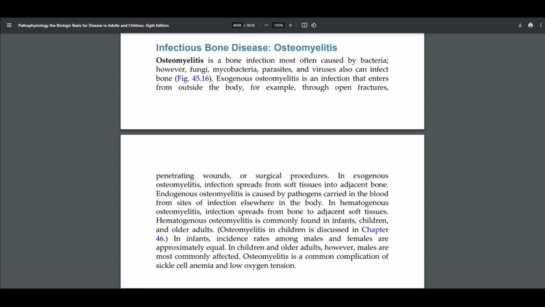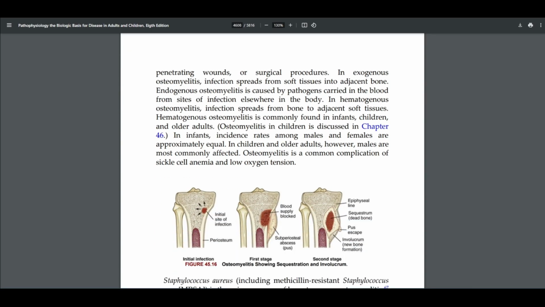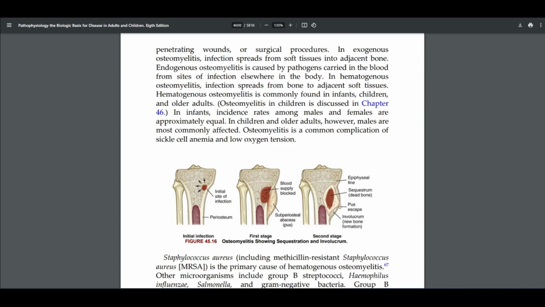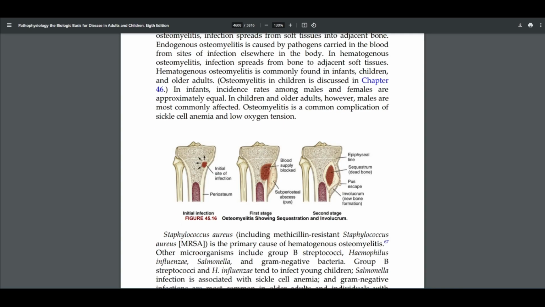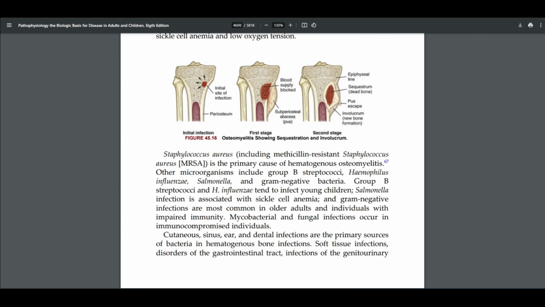Endogenous osteomyelitis is caused by pathogens carried in the blood from sites of infection elsewhere in the body. In hematogenous osteomyelitis, infection spreads from the bone to adjacent soft tissue. Hematogenous osteomyelitis is commonly found in infants, children, and older adults. In infants, incidence rates among males and females are approximately equal. In children and older adults, however, males are more commonly affected. Osteomyelitis is a common complication of sickle cell anemia and low oxygen tension. So here's a picture of osteomyelitis.